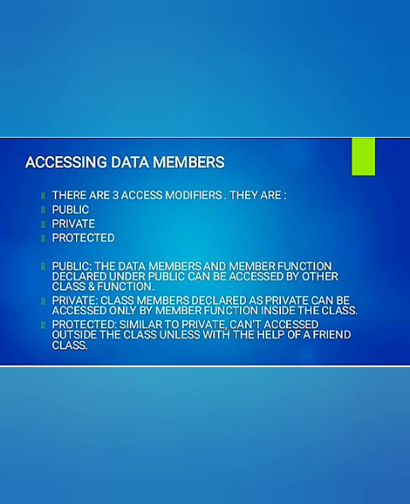Accessing data members, actually there are three types of access modifier: public, private, and protected. Within public, all the data members or member functions you have declared inside it can be accessed by other classes as well as functions. Within the private section, class data members declared can be accessed only by member functions inside the class. While protected is similar to private, but it can't be accessed outside the class.